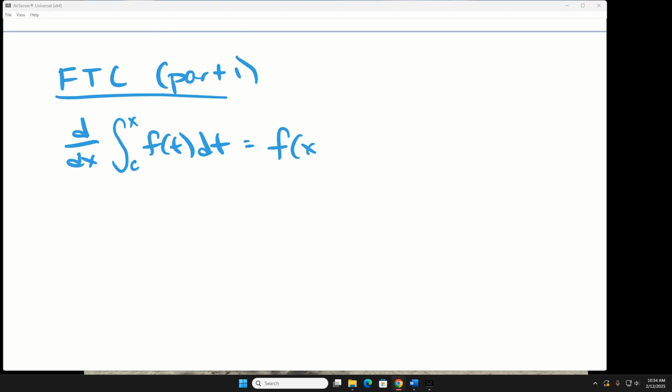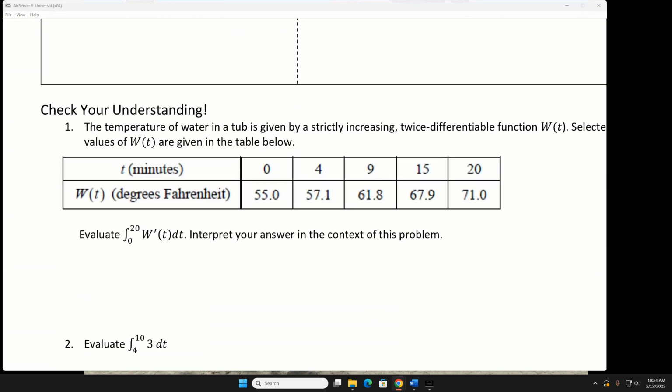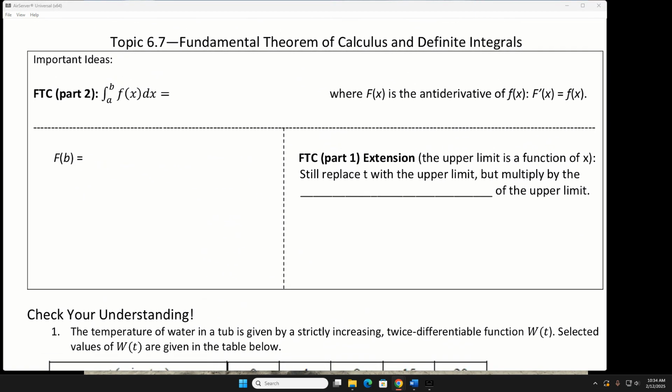Good. Now the fundamental theorem of calculus part 1 is super easy to do. It's also really easy to overlook. It's so easy that you end up overthinking it anyway. So when you have the derivative of the integral, it's probably the fundamental theorem of calculus part 1. Okay, the fundamental theorem of calculus part 2 is different.